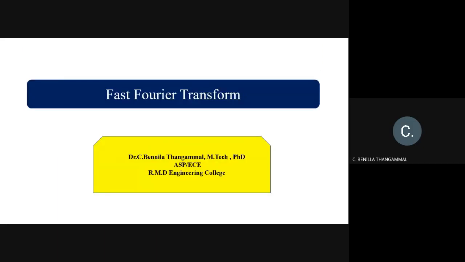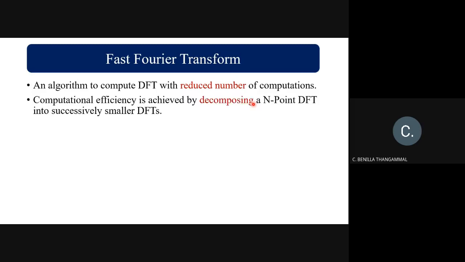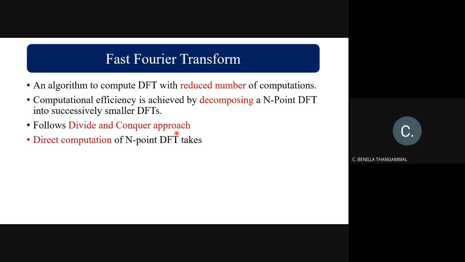Hi students, today we are going to see the computation of the fast Fourier transform algorithm. Fast Fourier transform is nothing but an algorithm used to compute the DFT with a reduced number of computations, which naturally gives the DFT in a fast manner. This computational efficiency is achieved by decomposing an N-point DFT into successively smaller DFTs, which follows the divide and conquer approach.